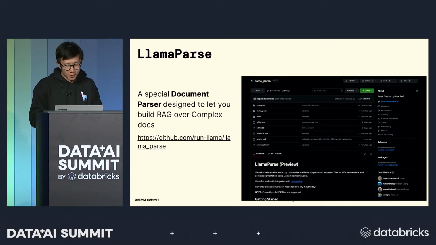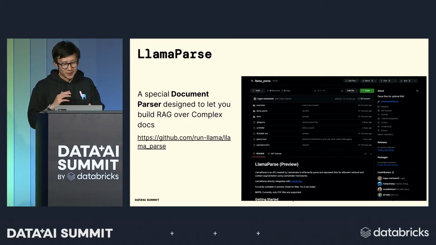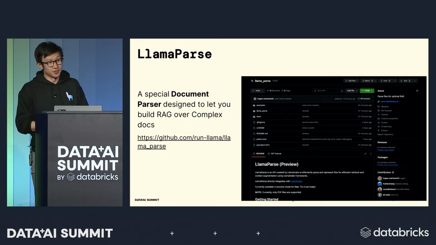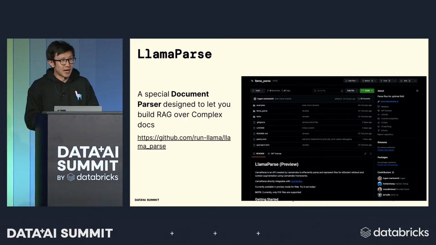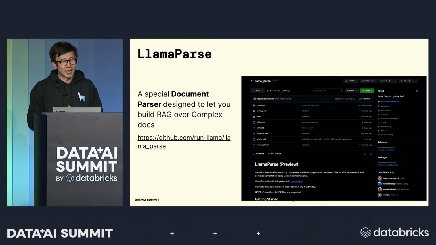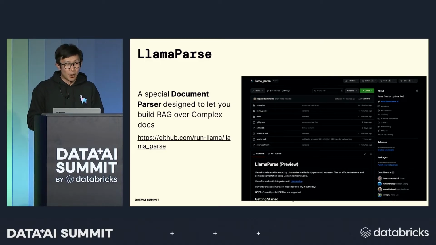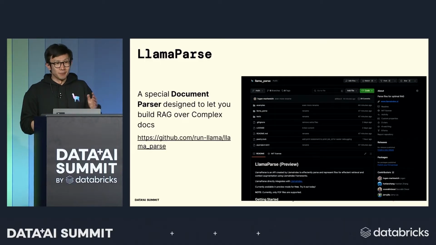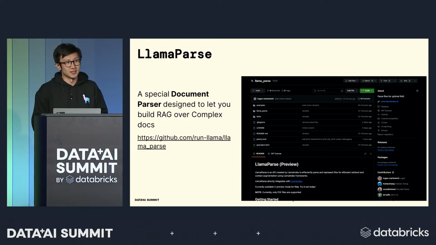So one of the things that we've spent a lot of time on is this idea of document parsing, but native to LLMs. And so that's where we came up with LlamaParse. LlamaParse is a special document parser designed to let you build RAG over complex documents. We came out with this a few months ago. We've had a decent amount of grassroots adoption since then.